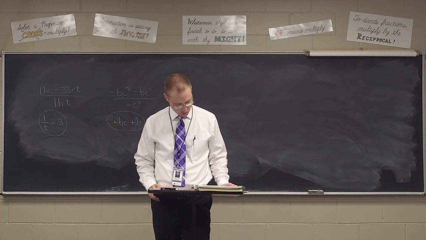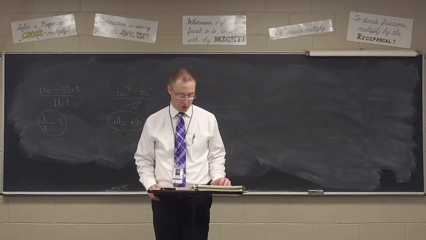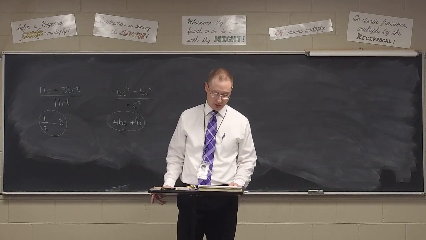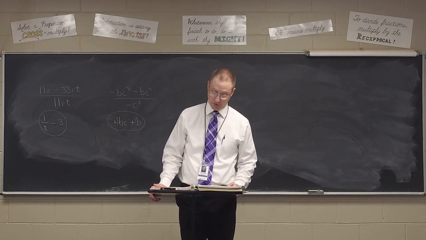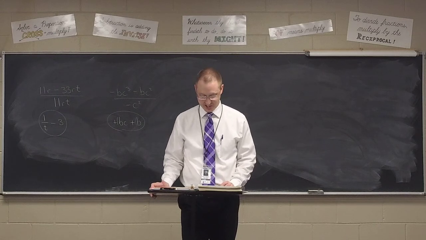Positive 2j squared, positive 5j, positive 1. Good. 2j squared, positive 5j, positive 11. Number 14, both divisions wind up with fractions. Let's see how you did here, Josh.